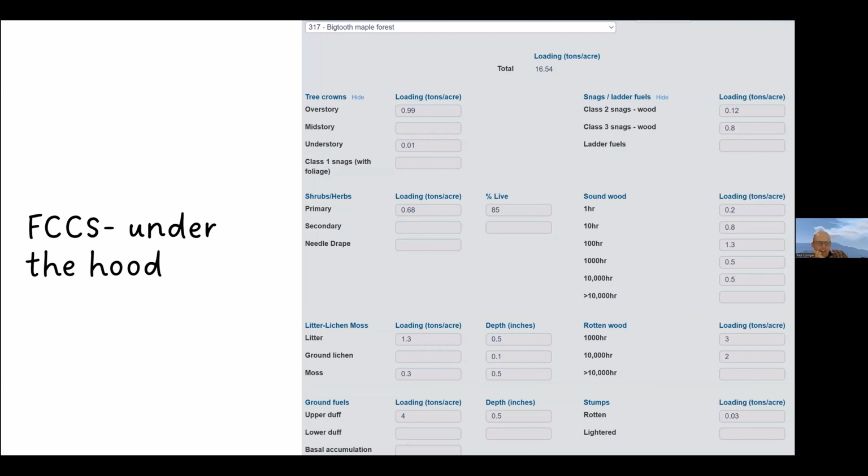But this is what it looks like under the hood in terms of that bigtooth maple forest, right? So an FCCS fuel bed is going to include all this information as a default for number 317, bigtooth maple. And this will pop up in BlueSky Playground when you're using it to try and map out, say, a prescribed fire or a wildfire event and understand what the smoke production will be.